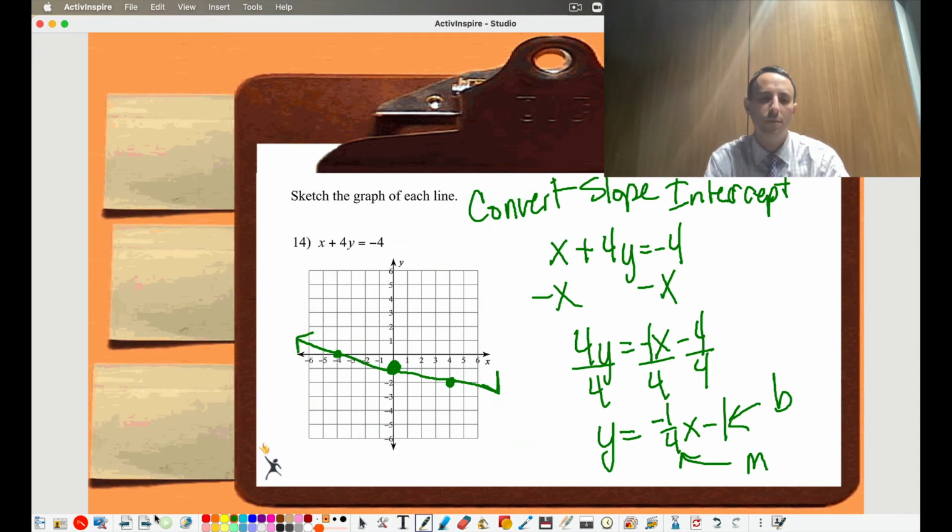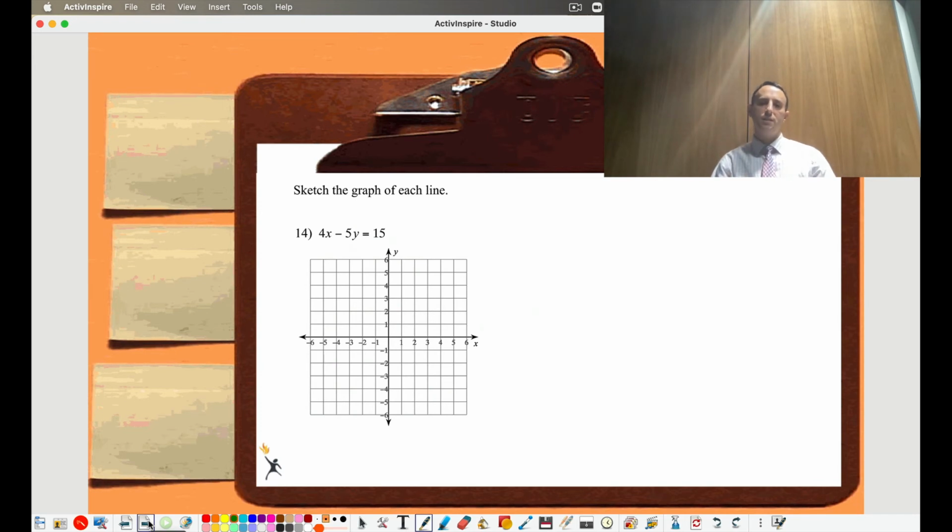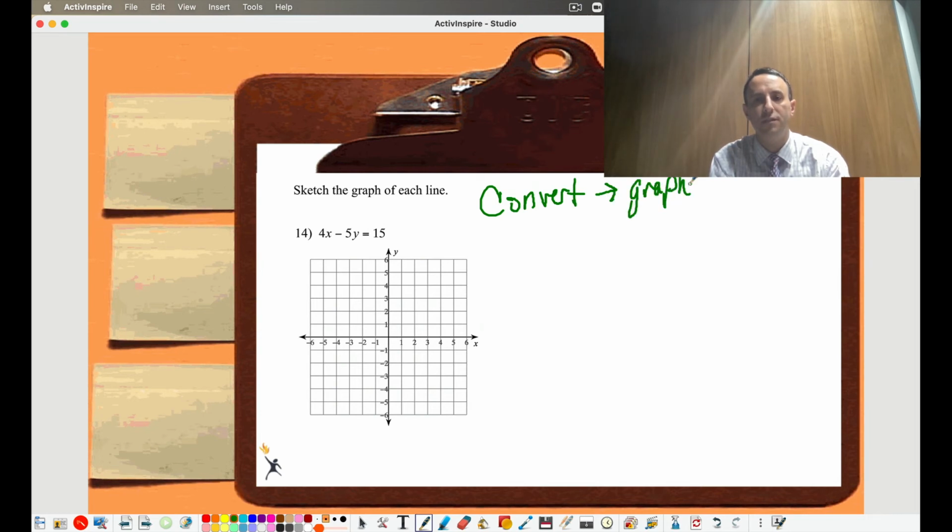Okay. So the next one, pause the video, and I want you guys to practice this one. It's a little bit larger problem, but it still works out the same way. Convert it, and then graph it. Okay, pause the video and give it a try.